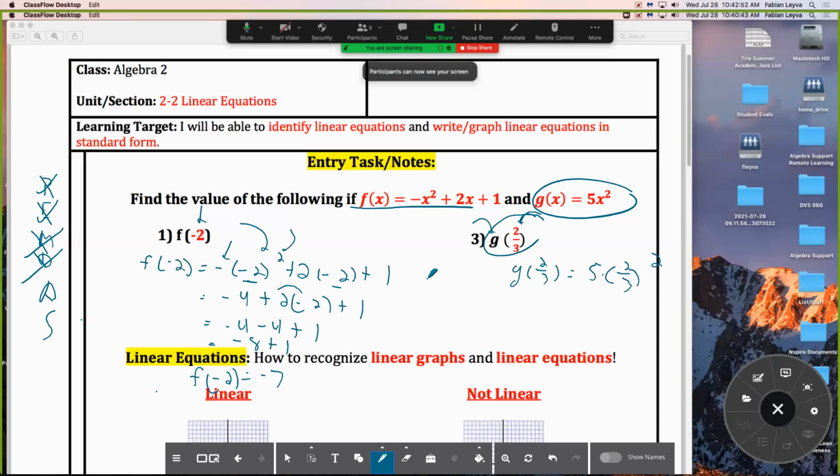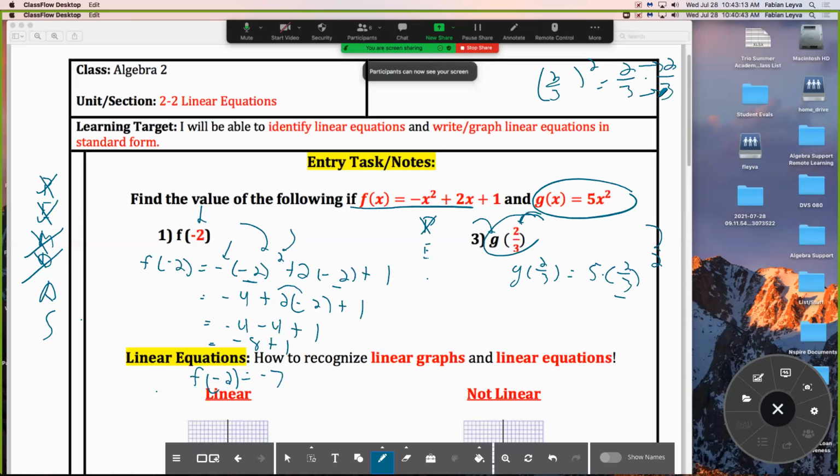And now I have to figure out the math. Is there any work to be done inside the parentheses? The answer is no, because that's just a 2/3. Is there any exponents? And the answer is yes, because we have 2/3 squared. Now, just to show you what 2/3 squared is, I'm going to rewrite it over here. So 2/3 squared is the same thing as 2/3 times 2/3.